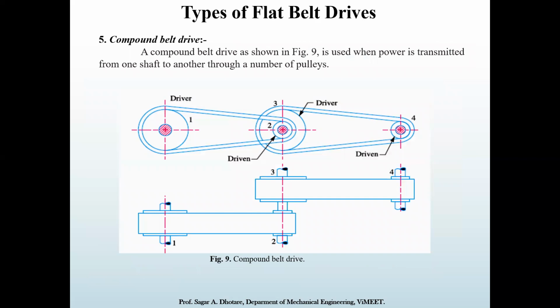Now the compound belt drive. It is nothing but multiple stages, which are connected to each other, and its figure is itself explanatory. So two drives are connected with each other so that at the end the transmission would be more.